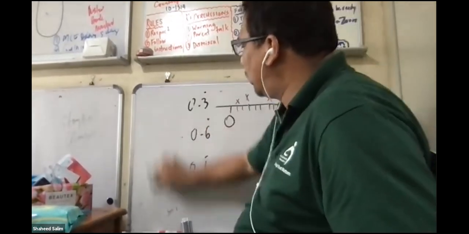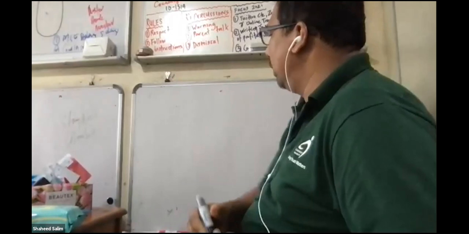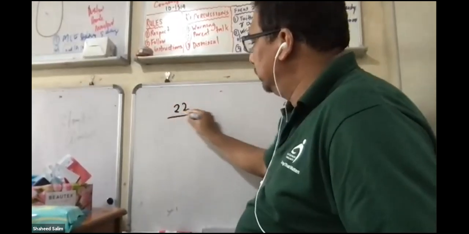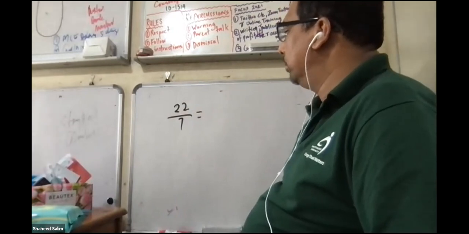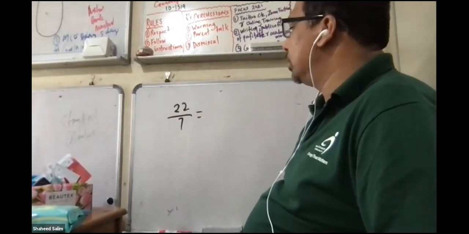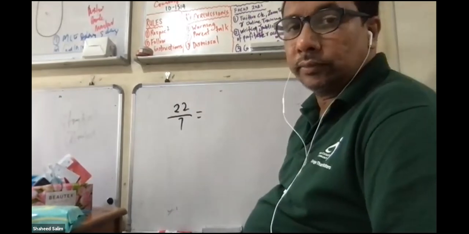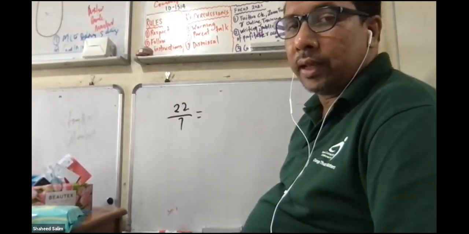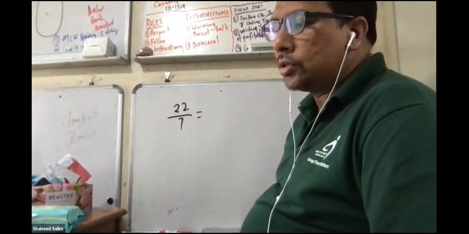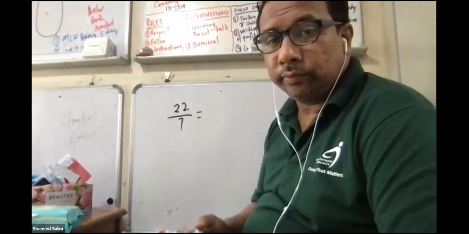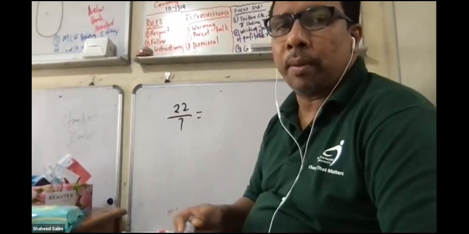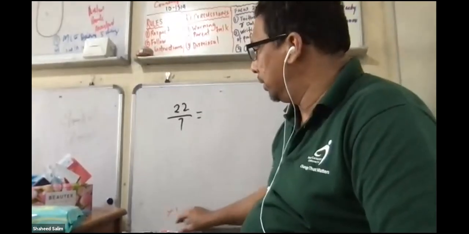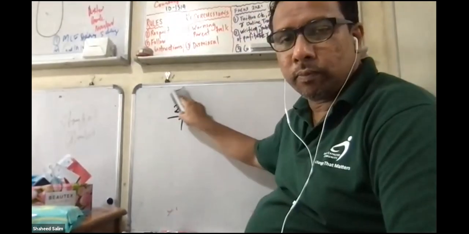But let's say now you take this one. 22/7. Now, down here, this is considered a never-ending number. A never-ending number. It's not really recurring, right? Is it not recurring? So now we say we cannot represent this on the number line. Okay, are we okay?